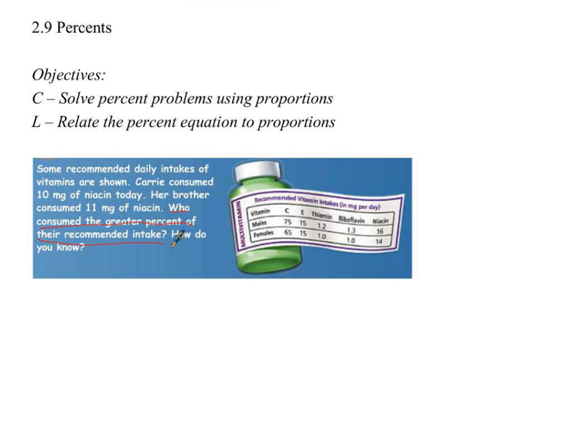So for the vitamins, we have niacin sitting here, and then they've divided out into males and females. Usually with medications you go by weight, but that's okay. So Carrie consumed 10 milligrams of niacin. How many milligrams of niacin was she supposed to consume? 14 milligrams. So what percentage of her recommended daily allowance did she consume? Well, Carrie consumed 10, but she was supposed to consume 14. And we just divide that out.